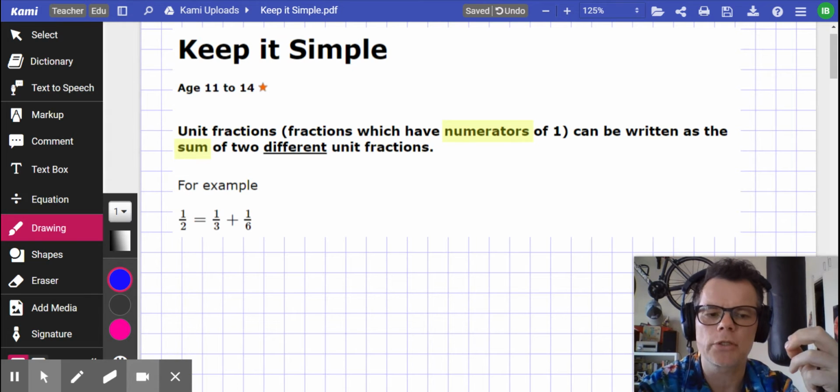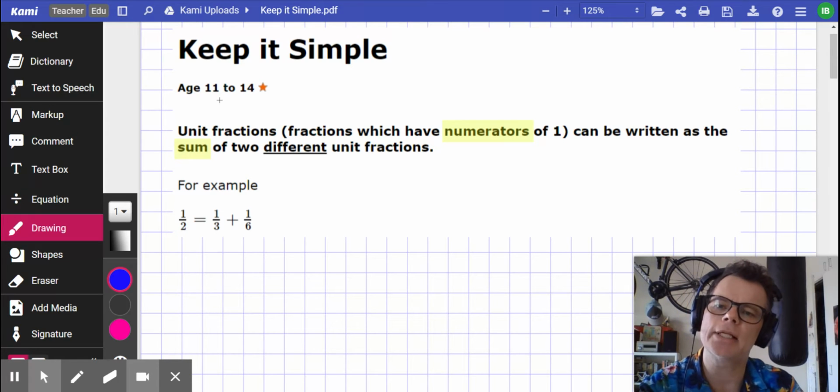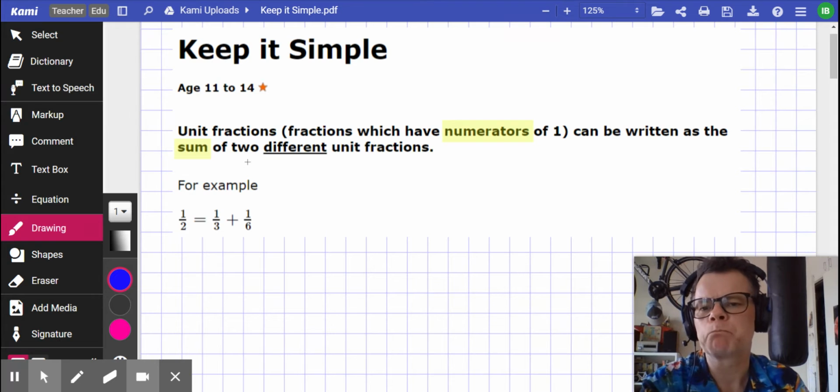If you're not quite secure in that, go back and look at the other video on visible fractions, which will help you add fractions with different denominators. We're going to have a look at this question today. It says age 11 to 14, but I think there are some 9 and 10-year-olds out there who might want a good go at this as well.